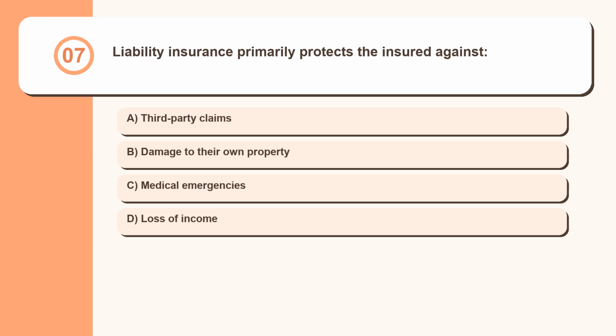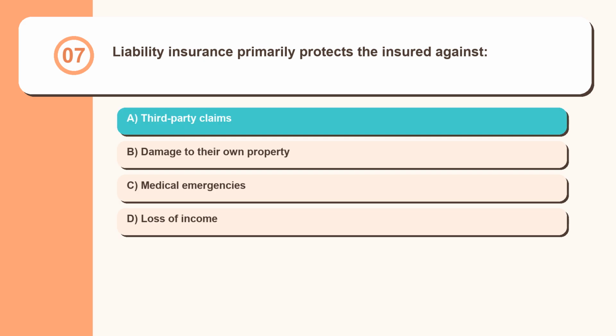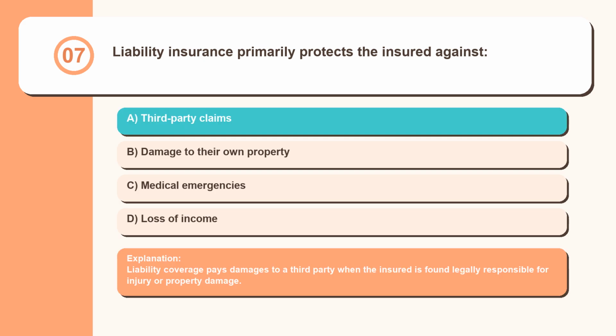Question 7. Liability insurance primarily protects the insured against: third-party claims, damage to their own property, medical emergencies, loss of income. Liability coverage pays damages to a third party when the insured is found legally responsible for injury or property damage.